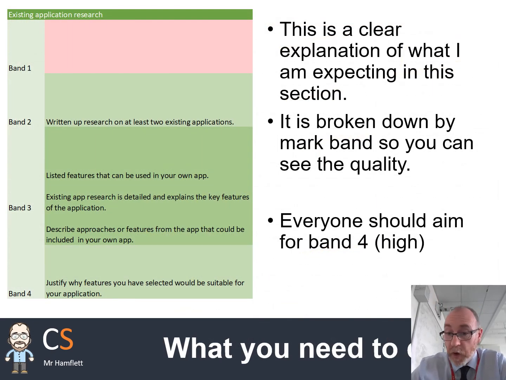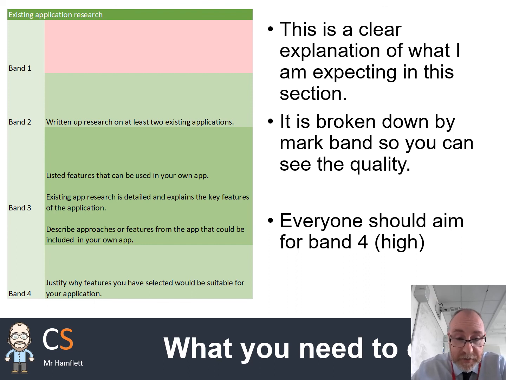So what am I expecting you guys to do? I've written out, in a bit more plain English for you, what I'm expecting at each band. Band 1, this doesn't really come under band 1. Don't know why, but there you go. Band 2, you've written up the research of at least 2 existing applications. So you've actually written up two apps. Band 3, you've listed features that can be used in your own app. So you've pulled out some of those features. That has to be a little bit discerning, so you can't just write any old gobbledygook there. You have to pick good features.